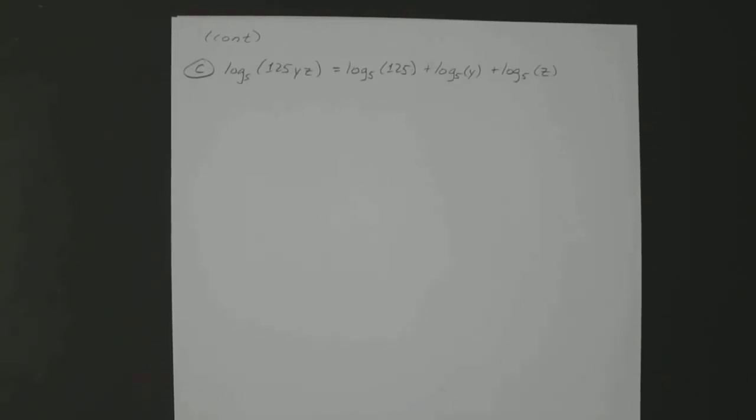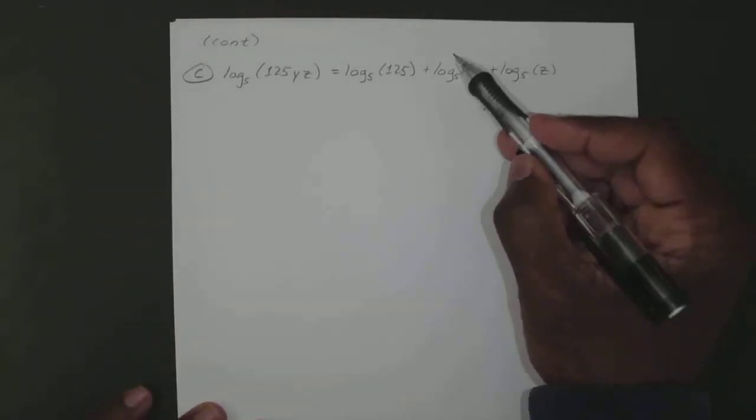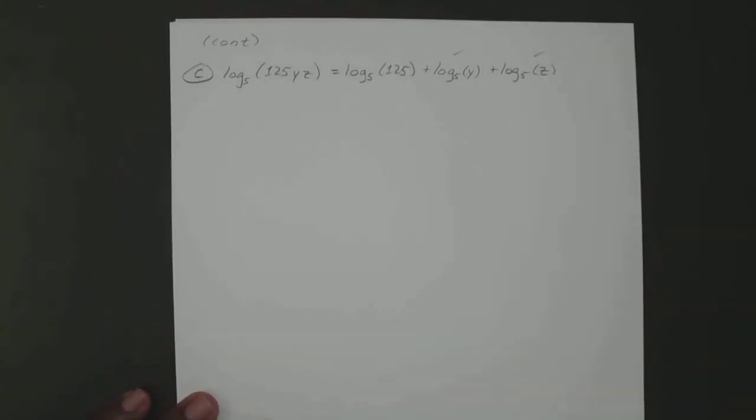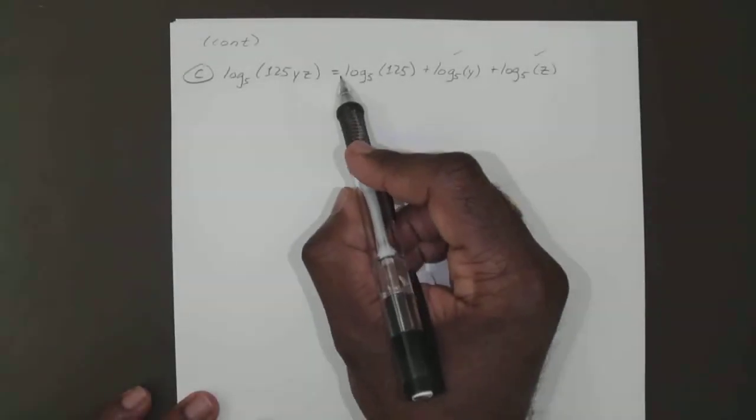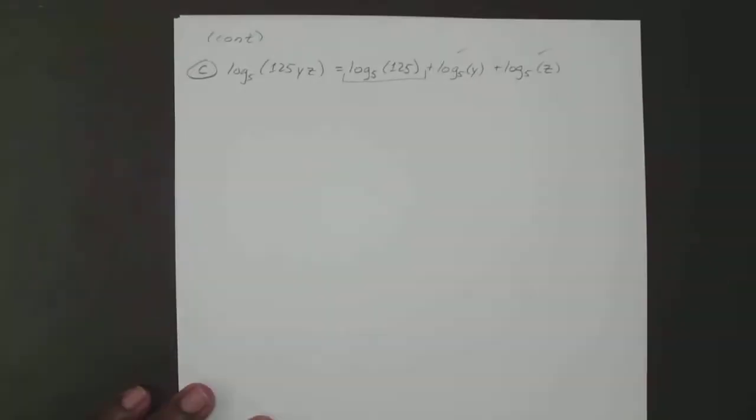So if we had 125wxyz, we would have log of 125 plus log of w plus log of x plus log of y plus log of z. So you just keep adding plus signs. Now these two, we can't really simplify them anymore, but this one you can.